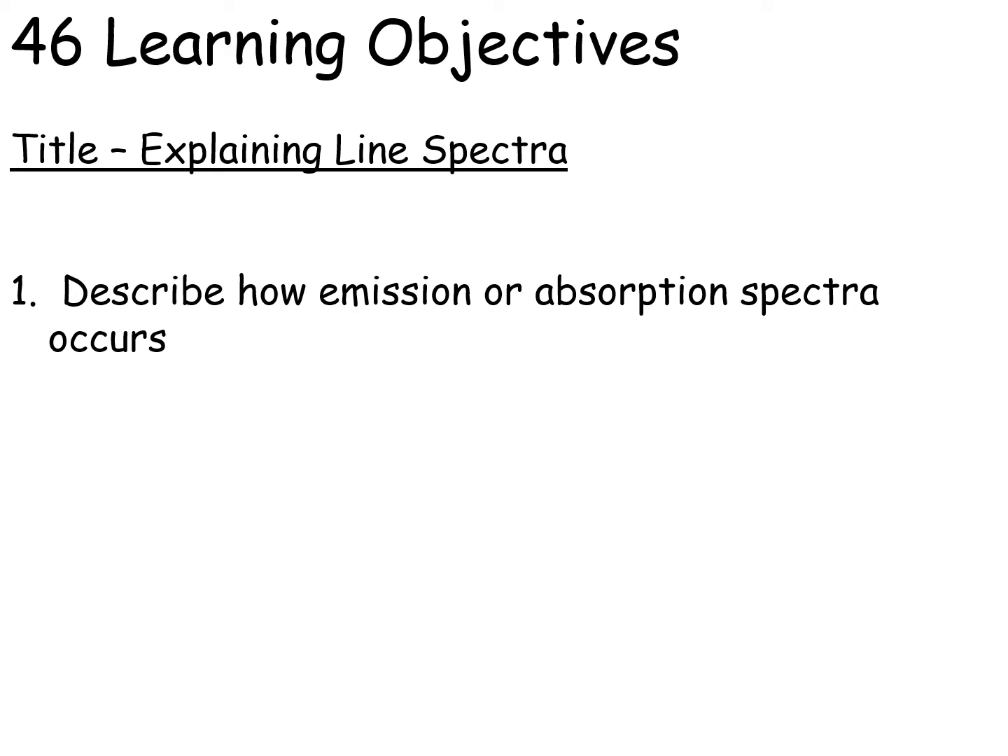Hey folks, welcome back to another lesson, and we're almost in the final stretch here. So what we're going to look at today is explaining line spectra, and we're going to do that by building on Bohr's model of a hydrogen atom. We're going to use that model to describe how emission or absorption spectra occur. And then in the next and final lesson, we'll do some calculations on these line spectra. So there's going to be a wee bit of note taking for this lesson today.